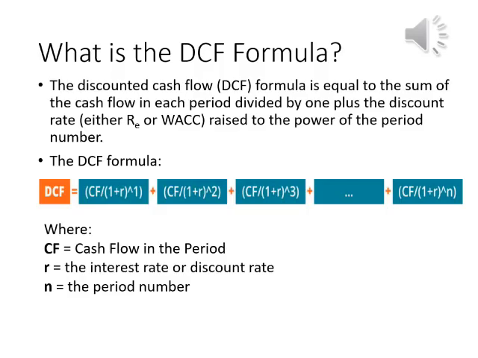What is the discounted cash flow formula? The discounted cash flow, DCF, is equal to the sum of the cash flow of each period divided by 1 plus the discount rate, either the return on equity or the weighted average cost of capital, which is raised to the power of the period number. The DCF formula is shown in the chart. CF stands for cash flow in the period, R stands for the appropriate interest rate or discount rate to be used, and N is the number of periods.